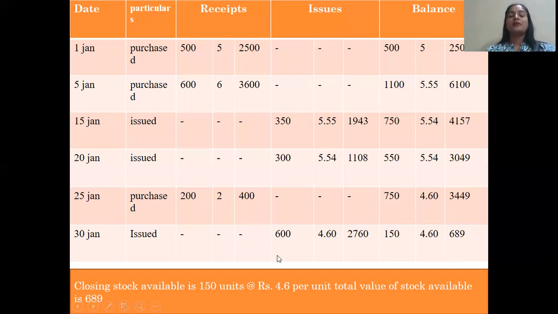Now, immediately after the last balance, you need to go for the closing stock. Closing stock available is 150 units at the rate of rupees 4.60, amounted to rupees 689. This is how you need to calculate. I hope you all got it.